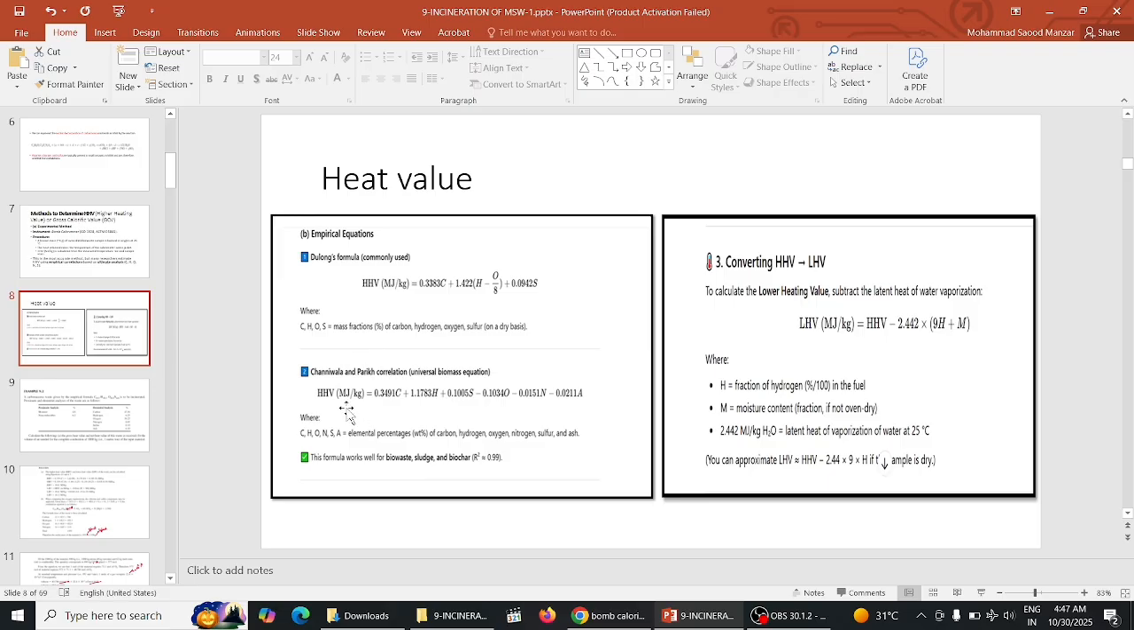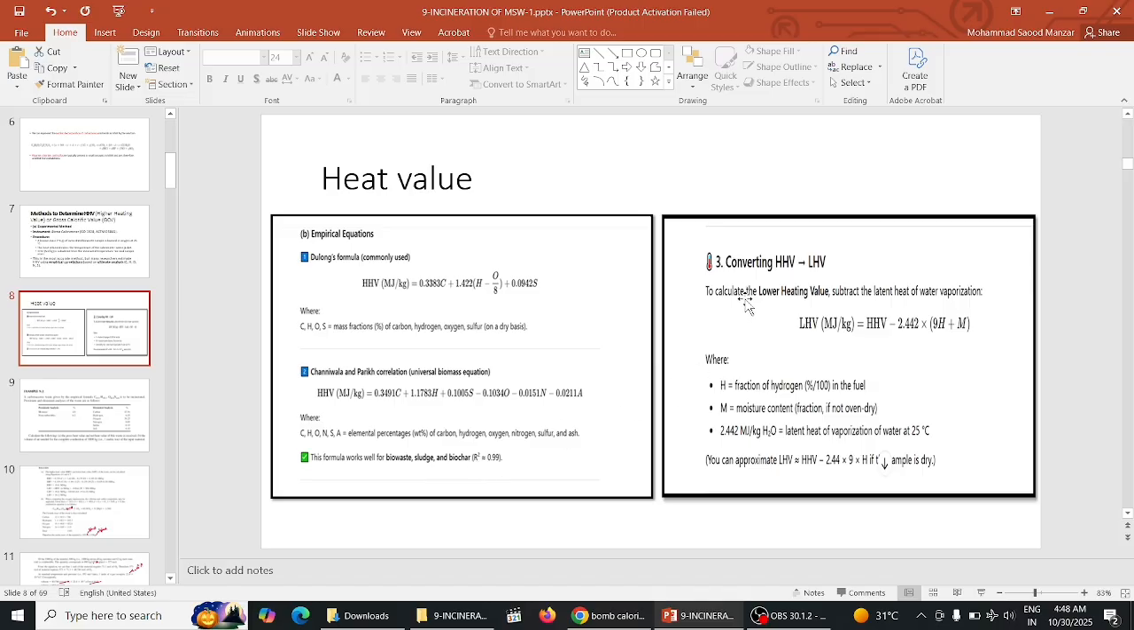Now the other equation is the Channiwala and Parikh correlation, the universal biomass equation, which is HHV equals 0.3491 times C. In some books you might see 0.3493, which does not make a significant difference. C is the elemental percentage of carbon, plus 1.1783 times H, where H is hydrogen, plus 0.1005 times S, the sulfur, minus 0.1034 times O, the oxygen, minus 0.0151 times N, the nitrogen, minus 0.0211 times ash. The last term is the ash, and this formula works well for biowaste, sludge, and biochar.